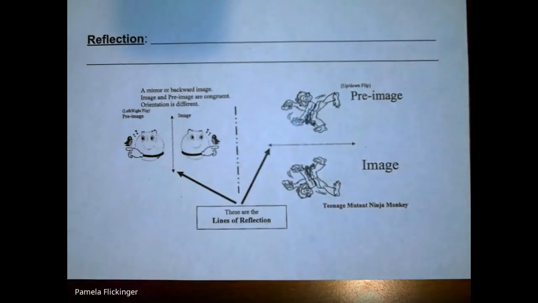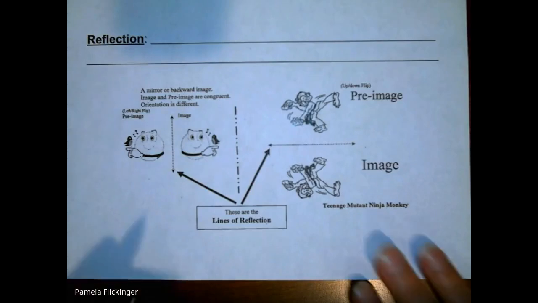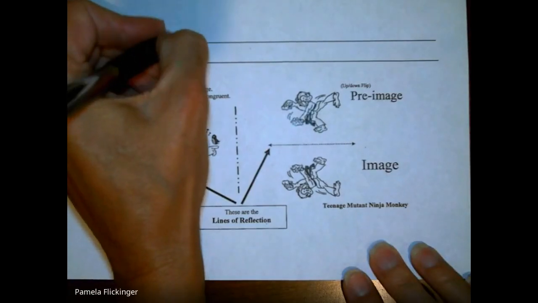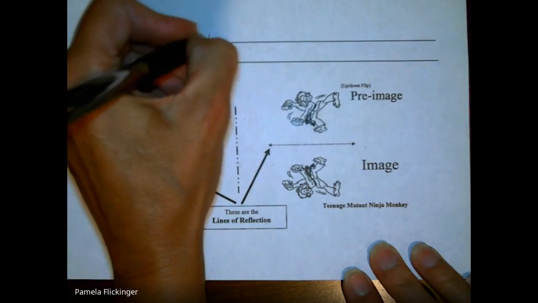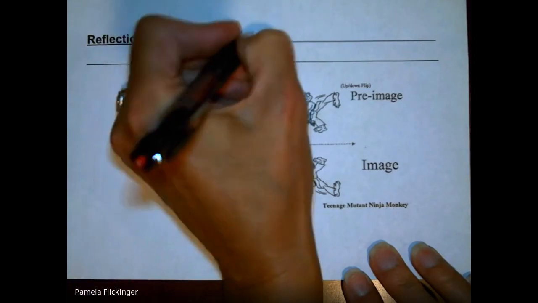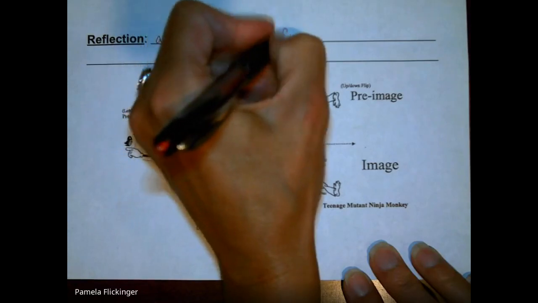So today we're going to look at the second type of transformations, and that is reflection. A reflection also is an isometry. Again, I'm just going to write in here, it means congruent transformation.